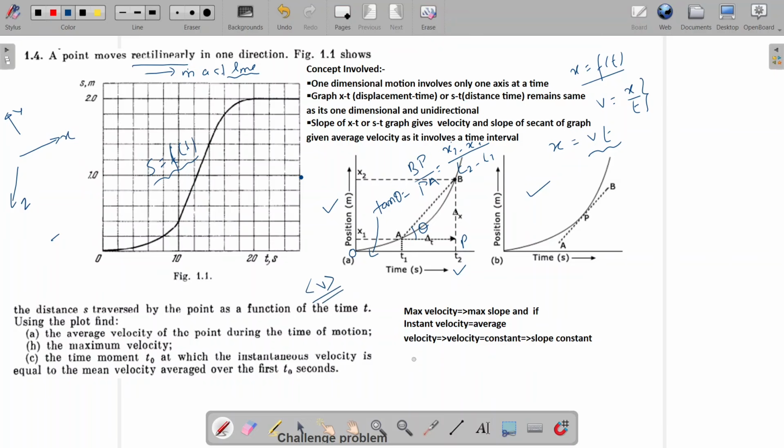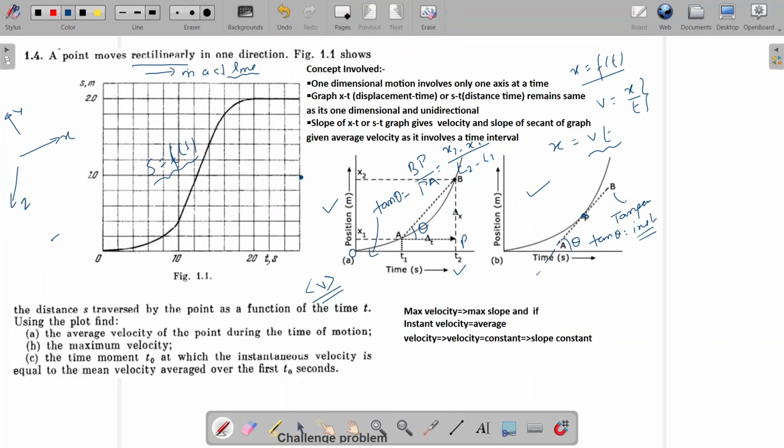But if we take these two points so close that they meet at a point, then this secant becomes a tangent. If we extend this tangent, it will cut the x-axis line, or the time line. Then this tan theta is the instantaneous velocity. Clear? So in all xt graphs, we need to understand that the slope of the xt graph gives you the velocity, and the slope of a secant gives you the average velocity.